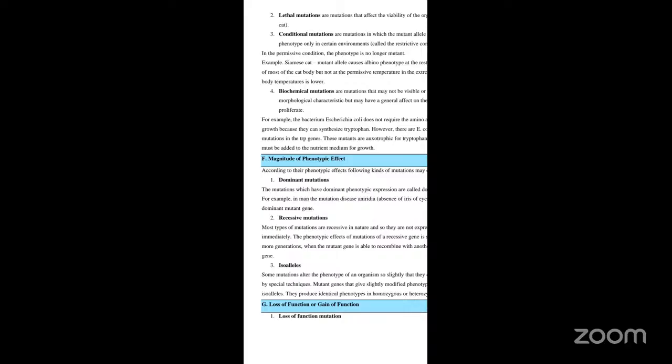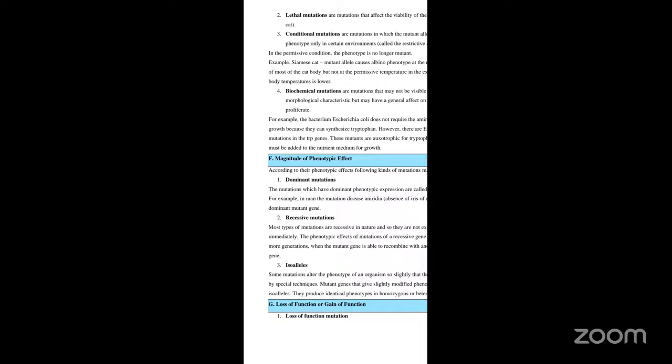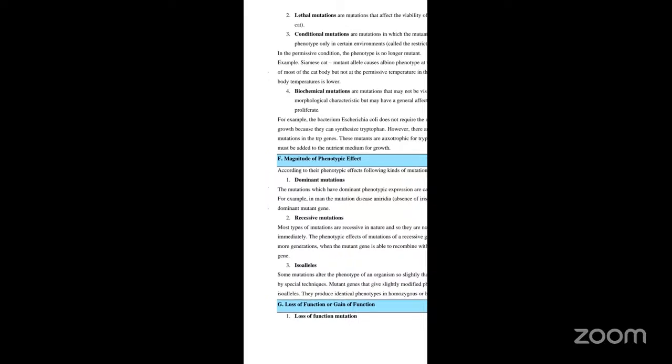expressed immediately. So the phenotypic effects of mutations of a recessive gene are seen only after 1 or 2 generations, but not in every generation. Such mutations you call recessive mutations. And the third one is isoalleles. Some mutations actually alter the phenotype of an organism so slightly that they can be detected only by special techniques. So the mutant genes that produce slightly modified phenotypes are called isoalleles.